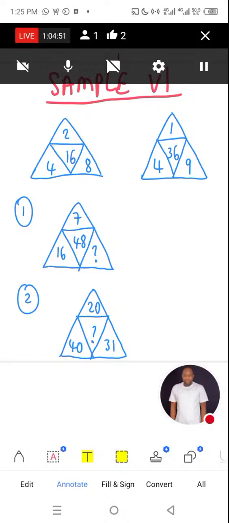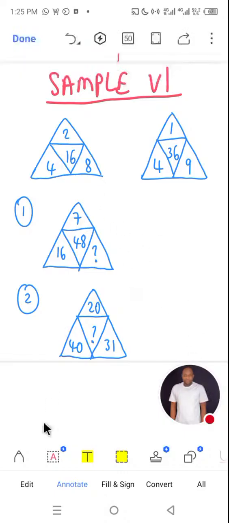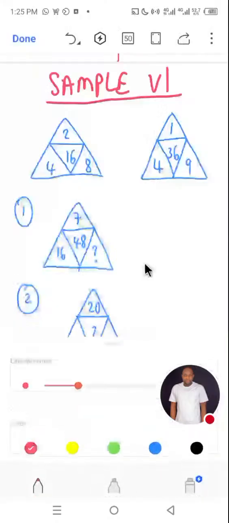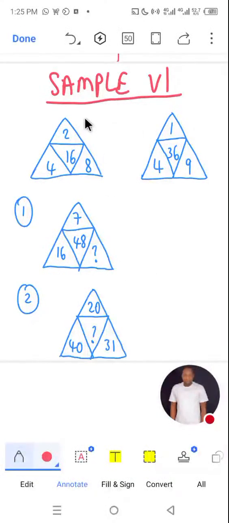Okay, so let's do it together. Let's just round up this and have it done with. Now, how are we going to do this, people? So look at the first one. Number one, look at this one. What are we going to do? What are we going to do, people? Are you there?